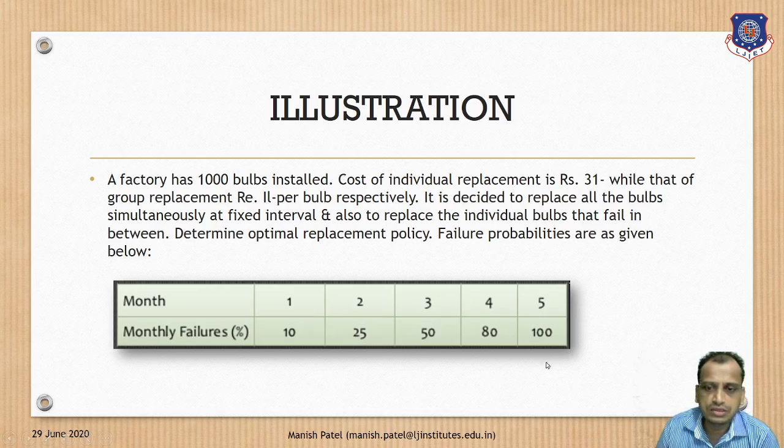Together the full probability is 100%, or obviously the probability should be 1, right? What do you mean by that? It means that at the end of the 5th month almost all the probability that the bulb will fail is almost 100%. That is the probability, right? So based on this data the company has to decide. See, the probability is very high. At the end of the 5th month almost all the bulbs will not be working. Clear? They will be failing. And based on this data we have to decide what is the optimum replacement policy.